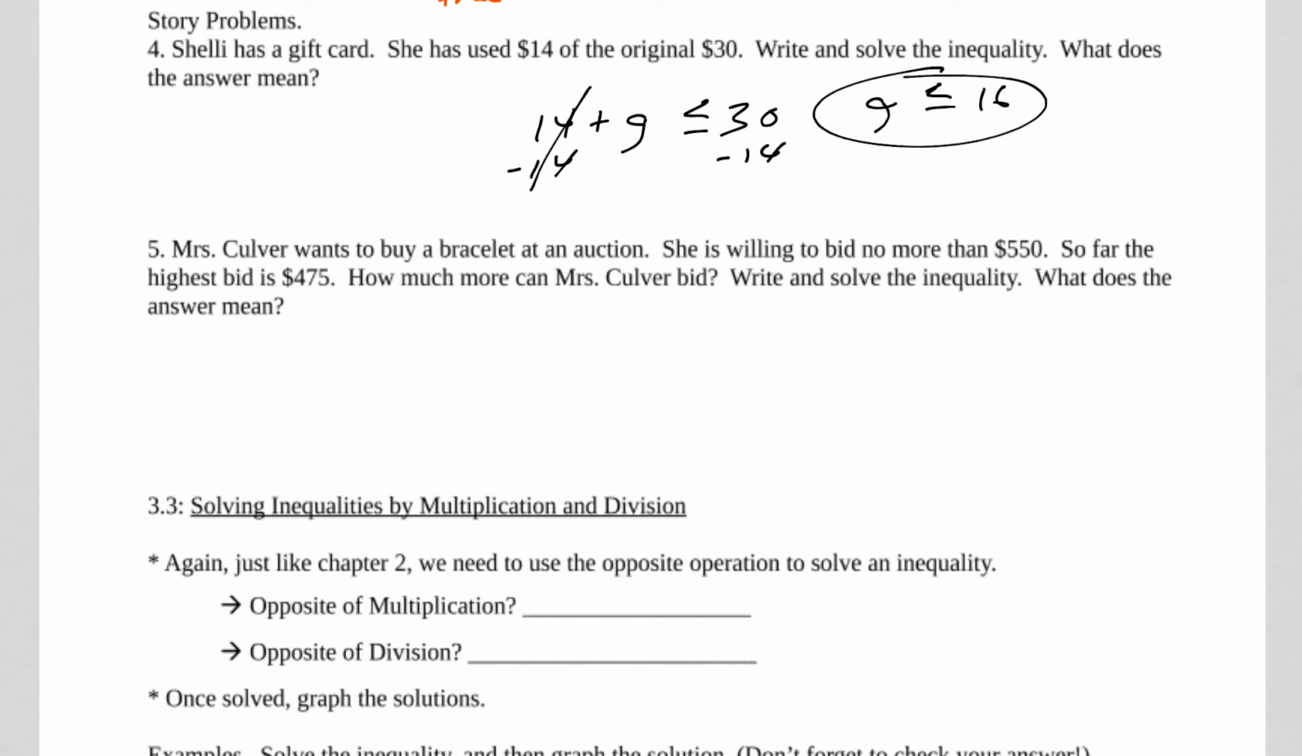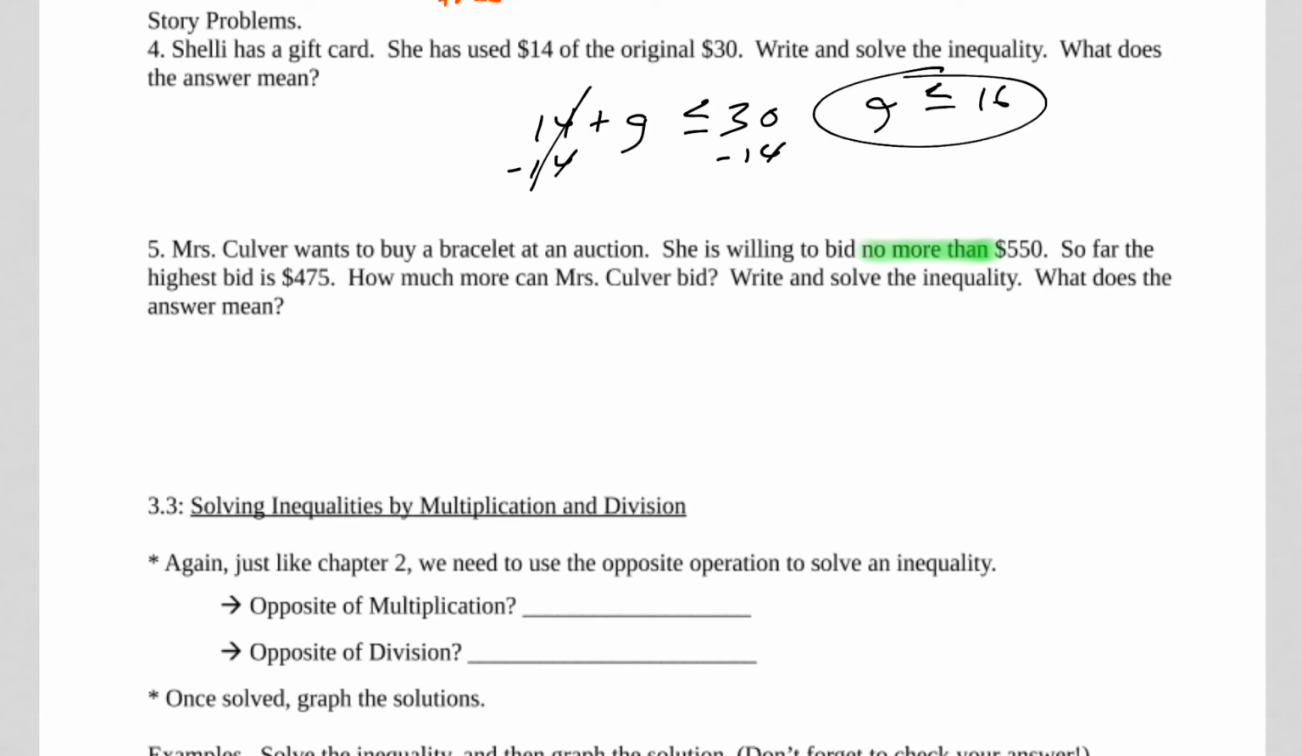On number 5, this one says that Mrs. Culver wants to buy a bracelet at an auction, and she is willing to bid no more than $550. What you want to notice right there is it says no more than. I highlighted that in green. And then if you remember back from section 3-1, no more than, if you look that up, it means that that is less than or equal to $550.